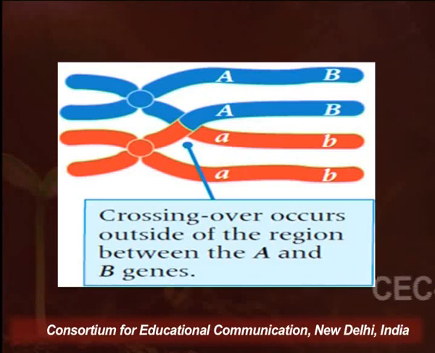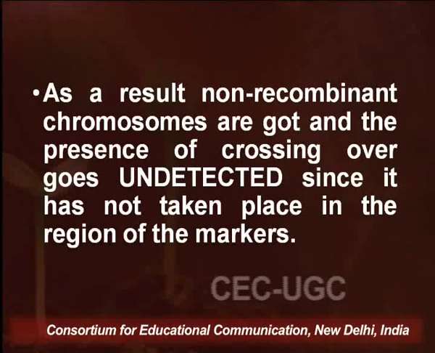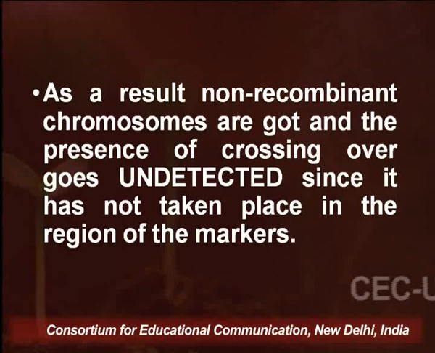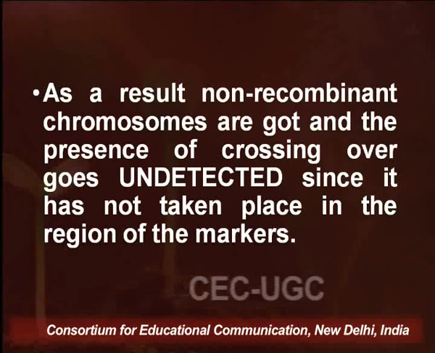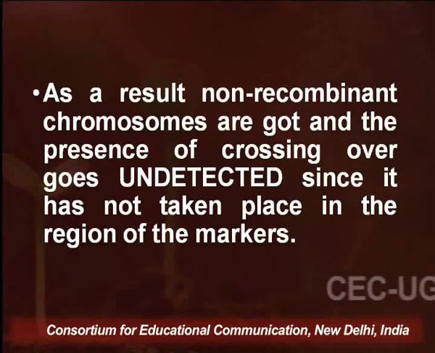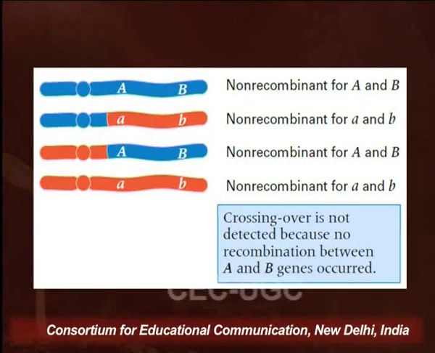So, crossing over has taken place, but are we sure that recombinants have been formed? No. As a result, non-recombinants are obtained, and the crossing over is there, but it goes absolutely undetected, because it has not taken place in the region of the markers. So, markers remain where they were. The AB combination would always give rise to a non-recombinant for A and B.